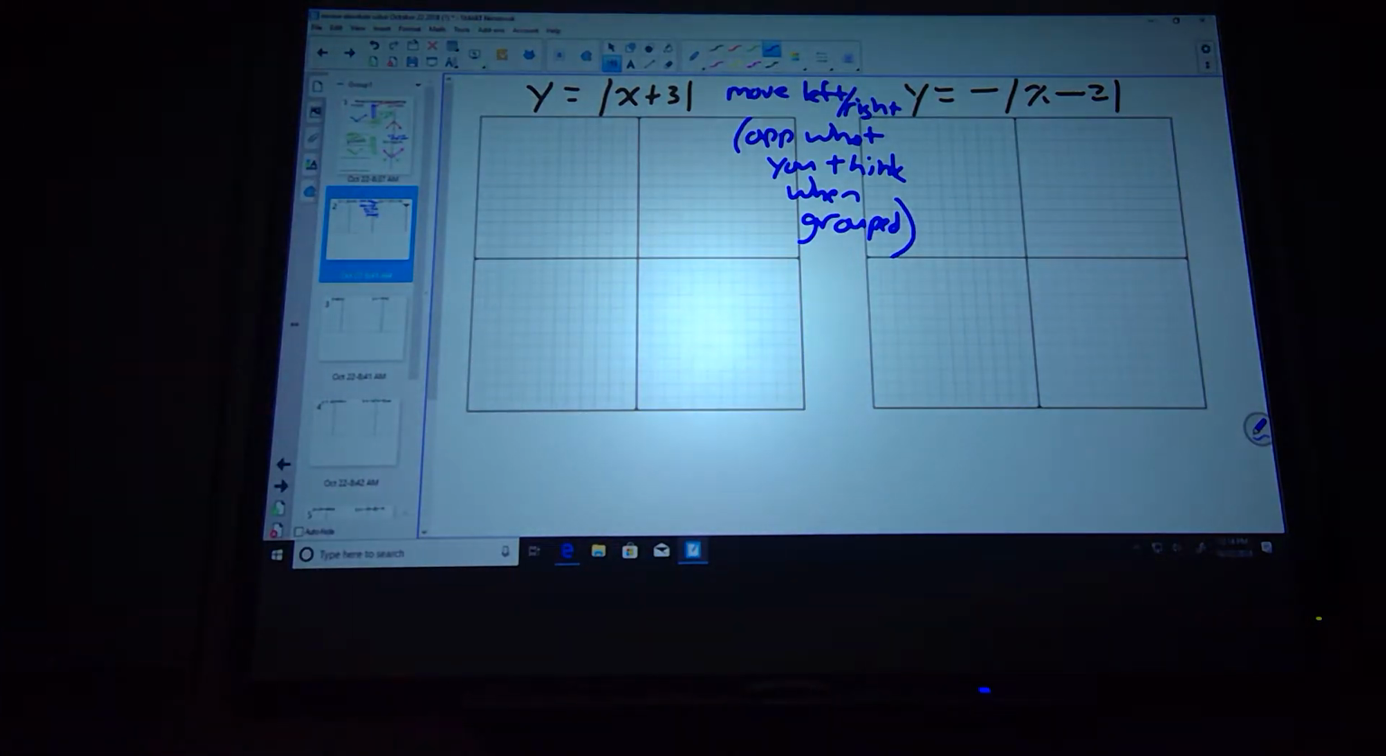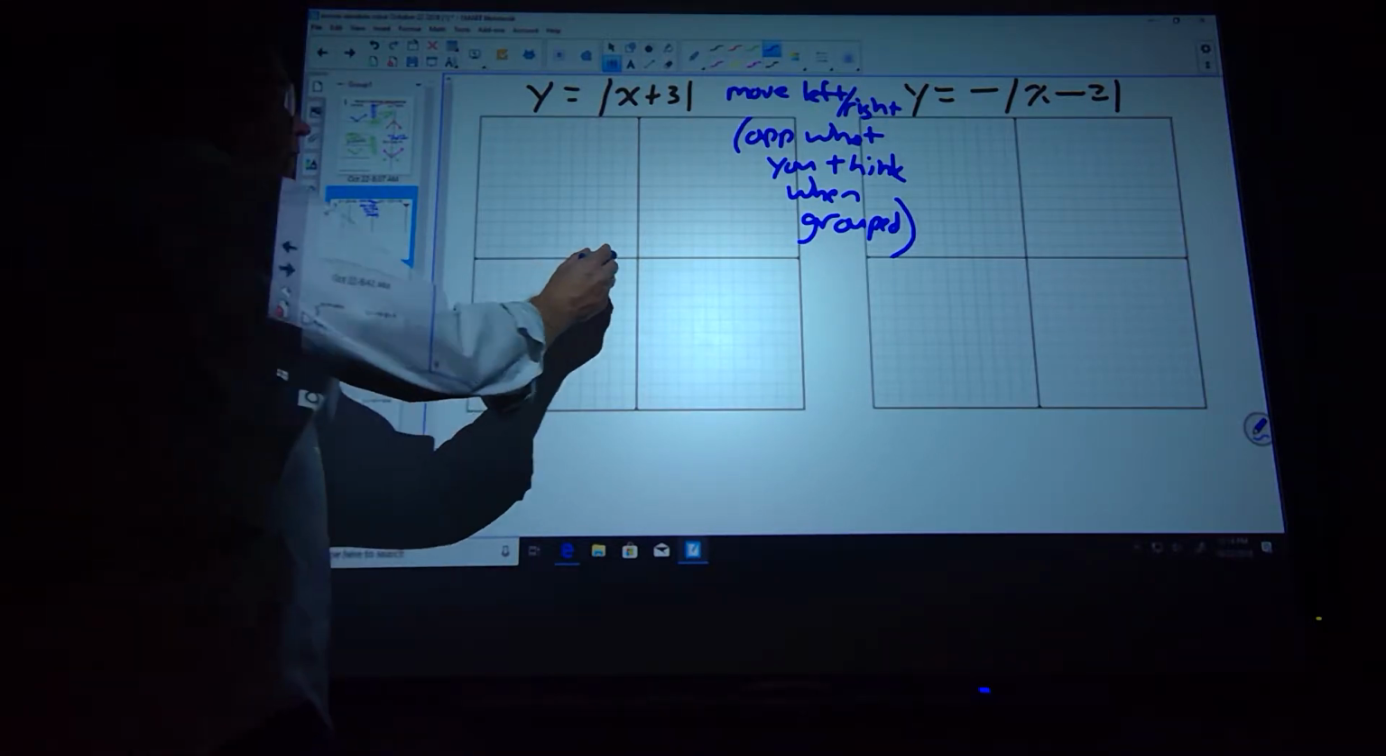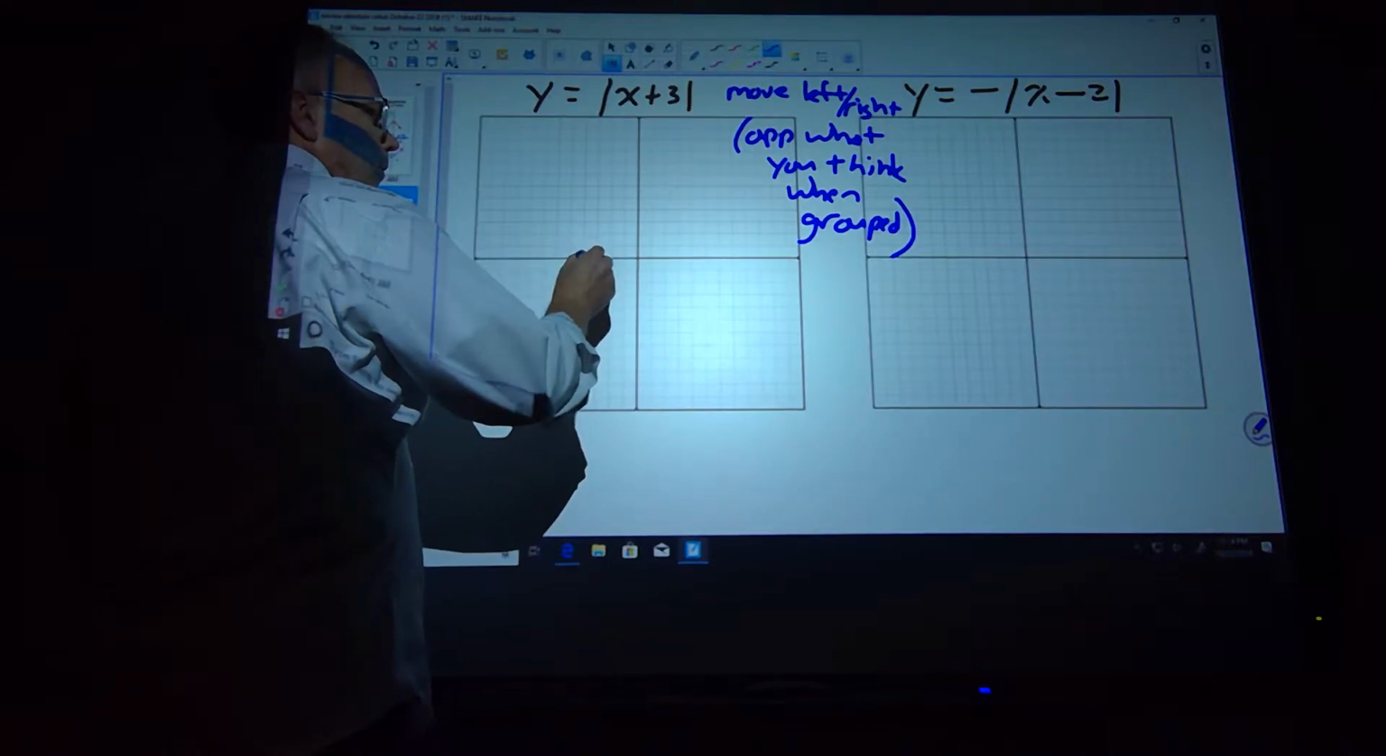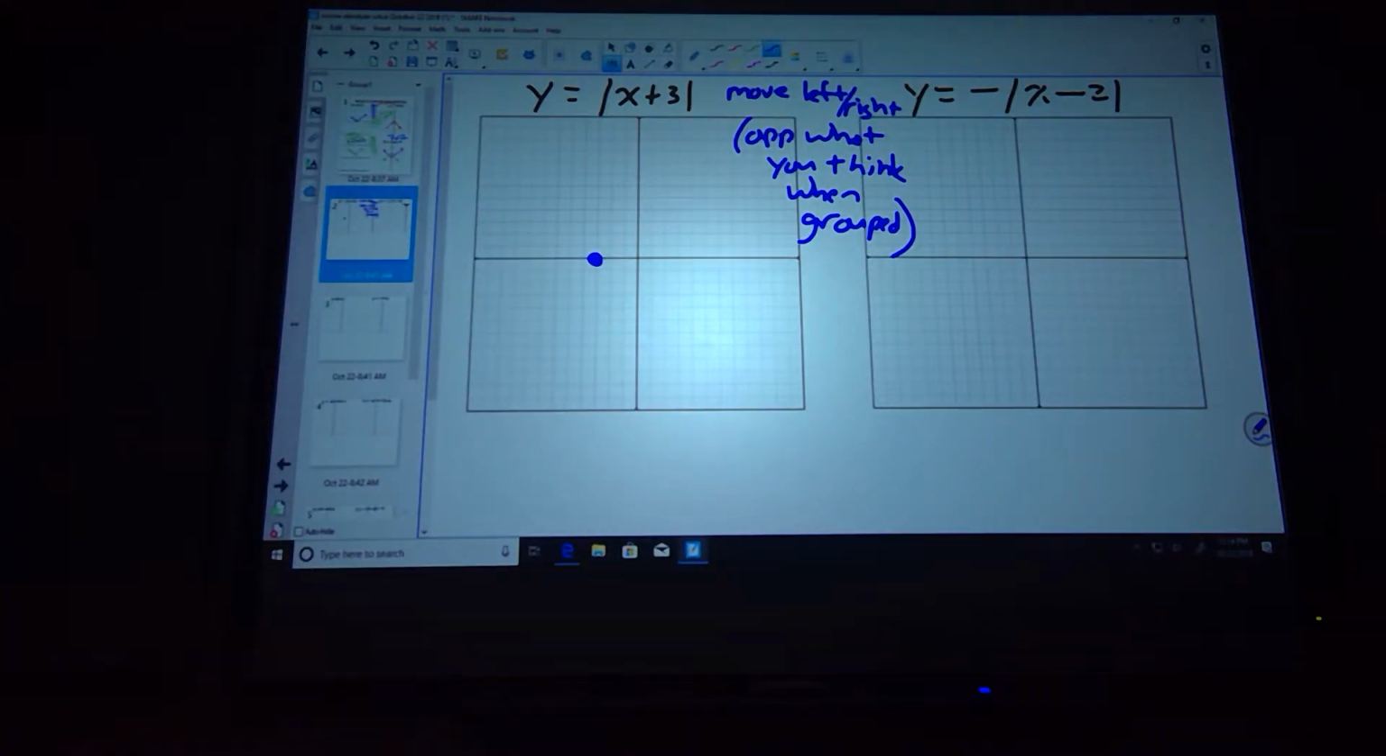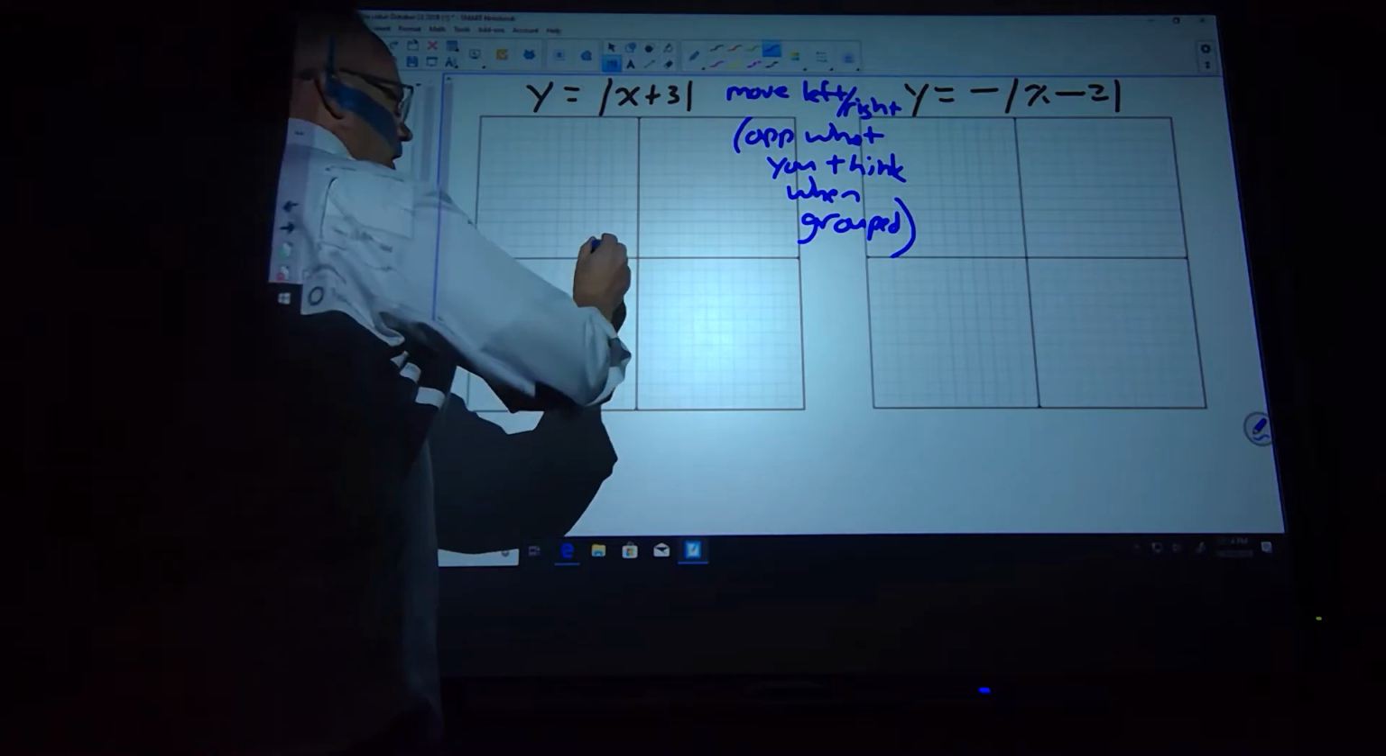Opposite of what you think when it's grouped. So just by looking at it, what your first notion is to say, hey, it's going to move either right or left. But this one, by that term, opposite of what you would think when grouped, which way is this going to shift? I think most of you would say, I'm adding 3, so it should go right. But anytime something is grouped in math, it goes opposite of what you would think. So it's going to shift left. Okay, and that's the turning point. It's still going to do this.